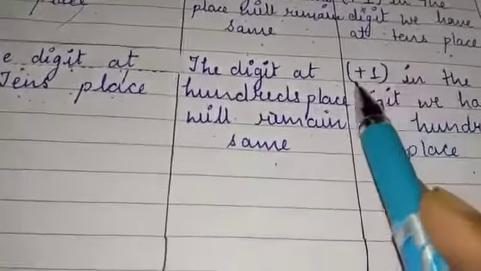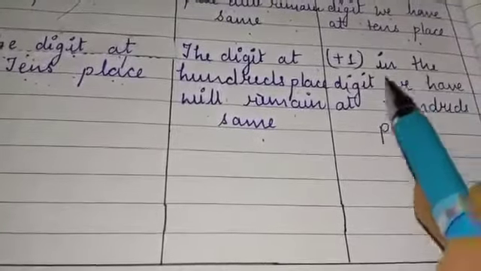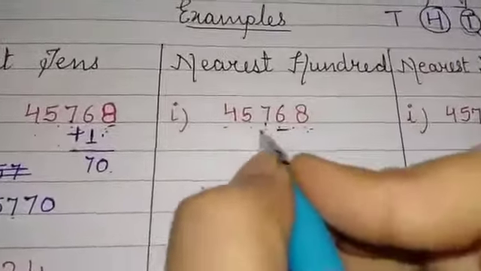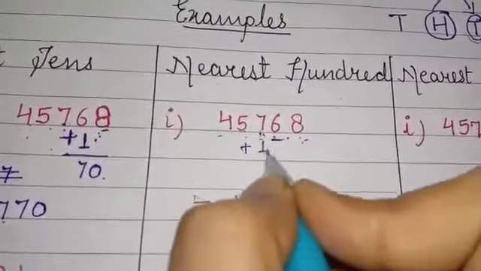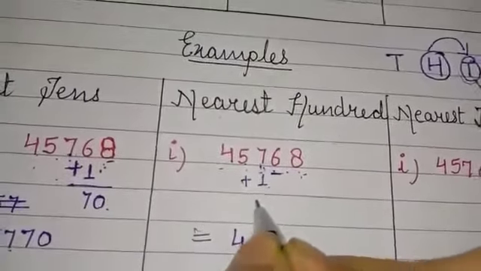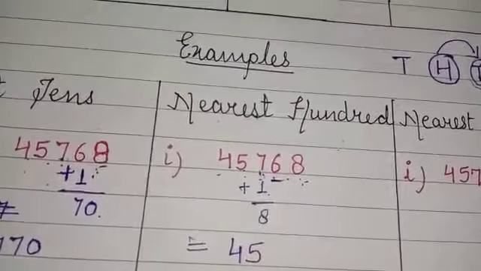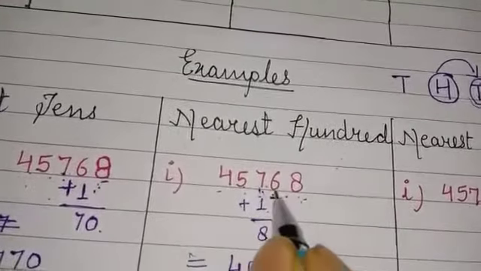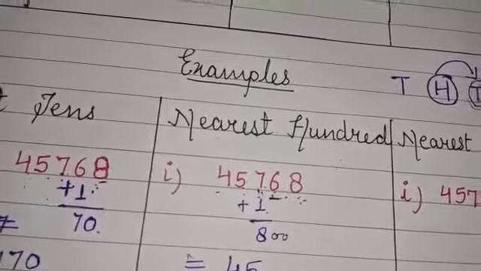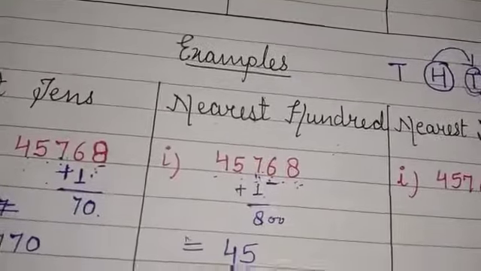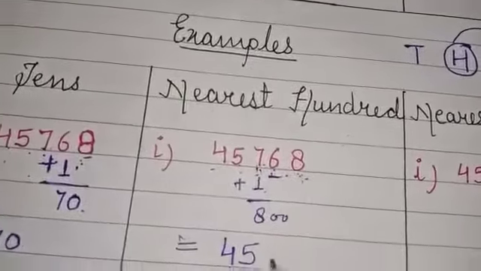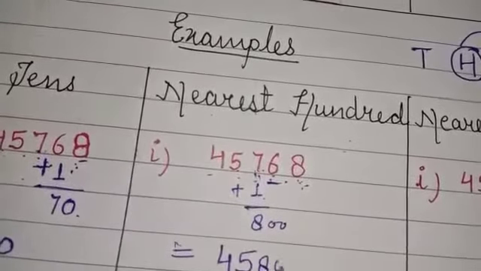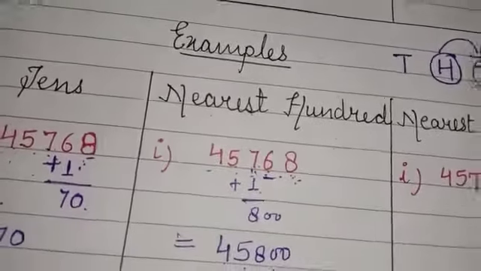It means we will add 1 in the digit we have at 100 place. Now what we have at 100 place? We have 7 at 100 place. So we will just add 1 in 7. Okay, so we will get 8 in the place of 7, and the tens and ones will become 0. So the answer will come 45,000 will remain same, and the 768 will become 800. So this is our answer.